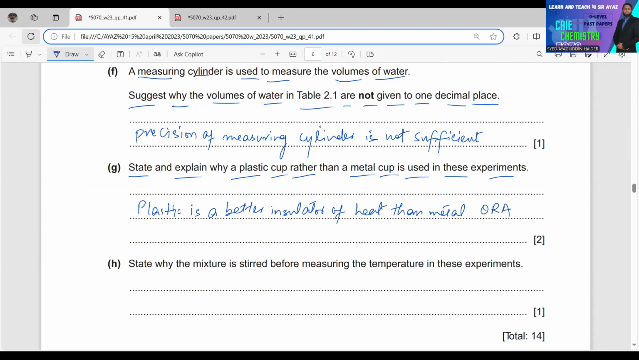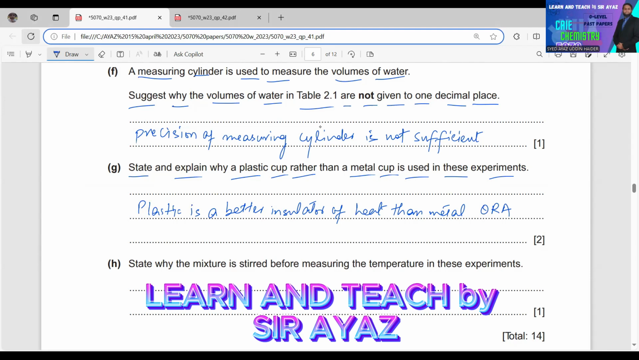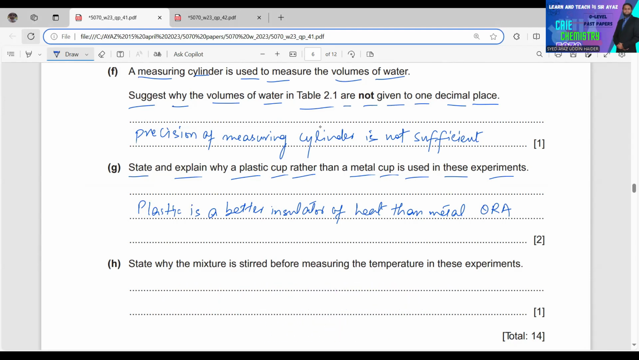ORA means or reverse argument. You can even write less energy transferred from solution to surrounding. You need to avoid the loss of energy to the surrounding.